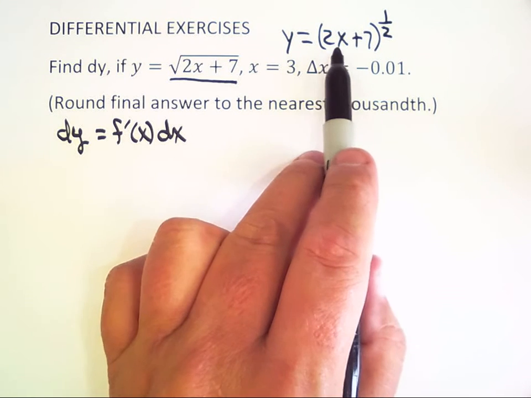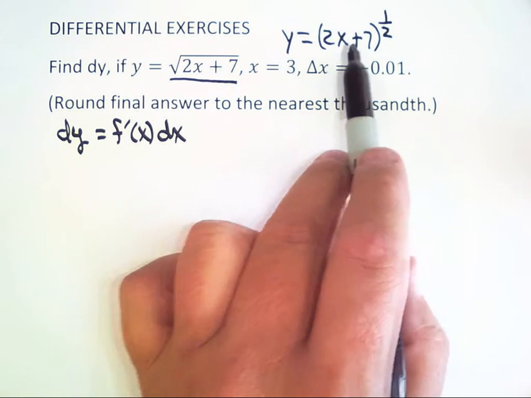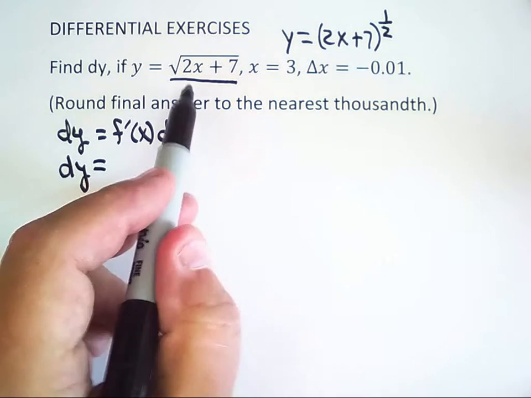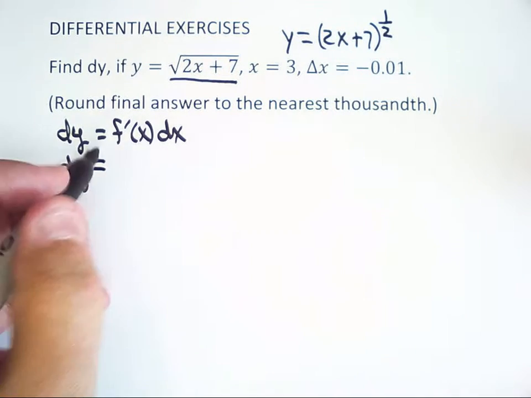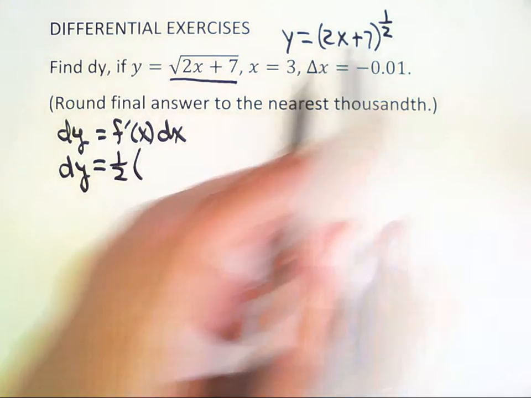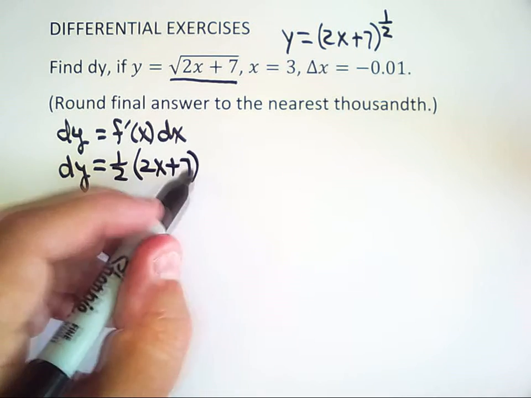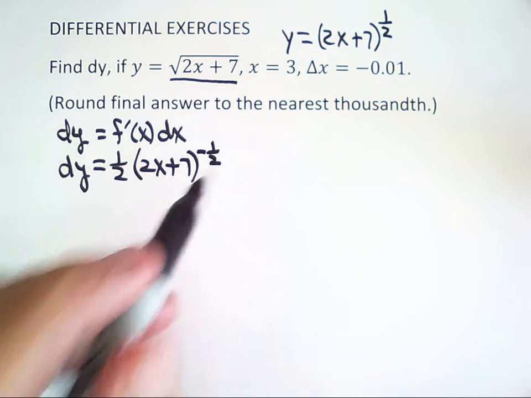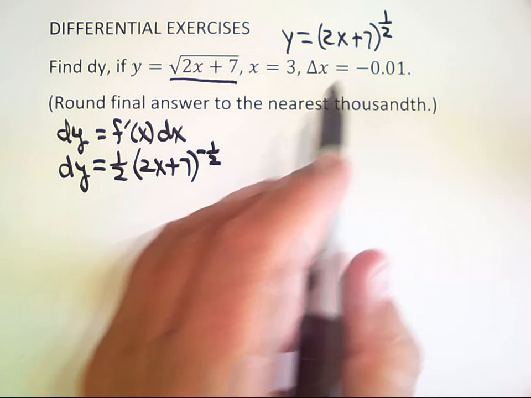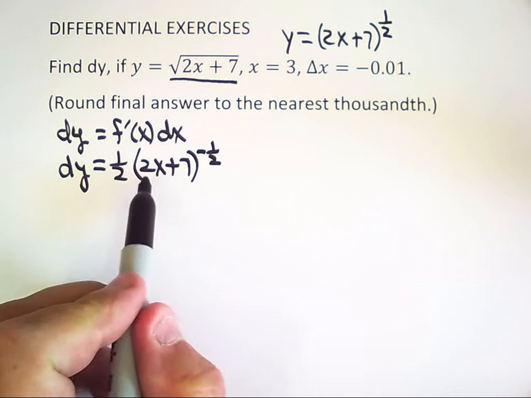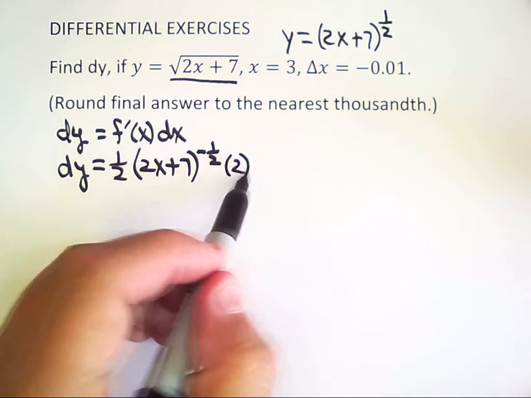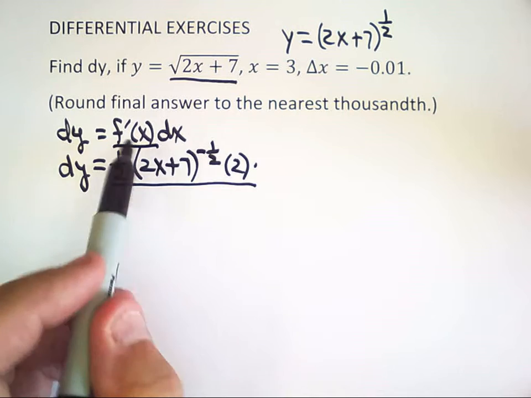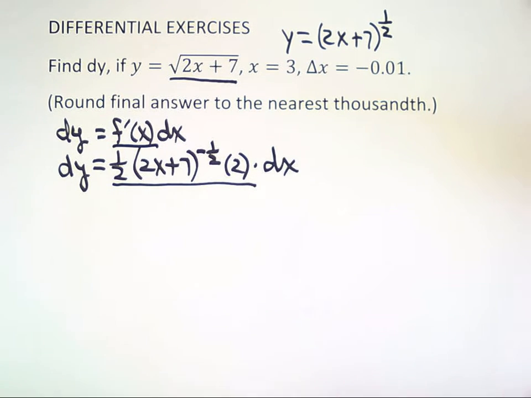So the derivative, according to the chain rule here, if we're looking for the derivative of f, is 1/2 times 1. Write the base down, 2x plus 7, and then subtract 1 from the exponent. 1/2 minus 1 is negative 1/2. And then, of course, that's multiplied by the derivative of the inside, by the chain rule. And that's f prime of x, and it's multiplied in the formula by dx.